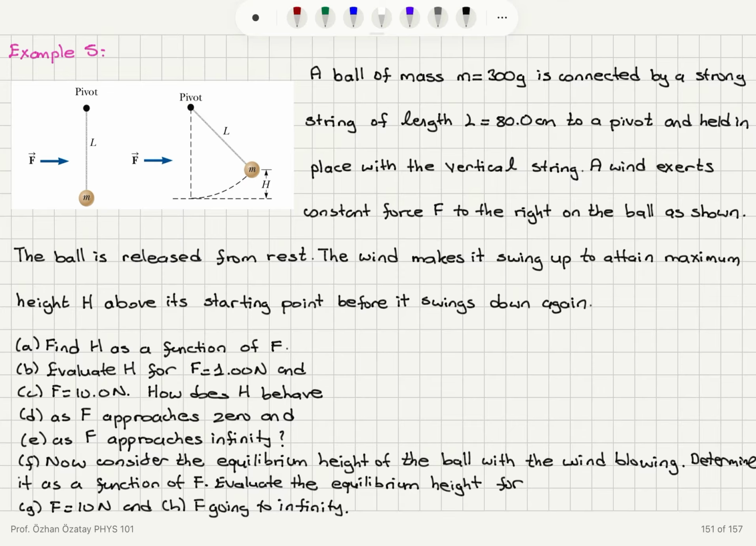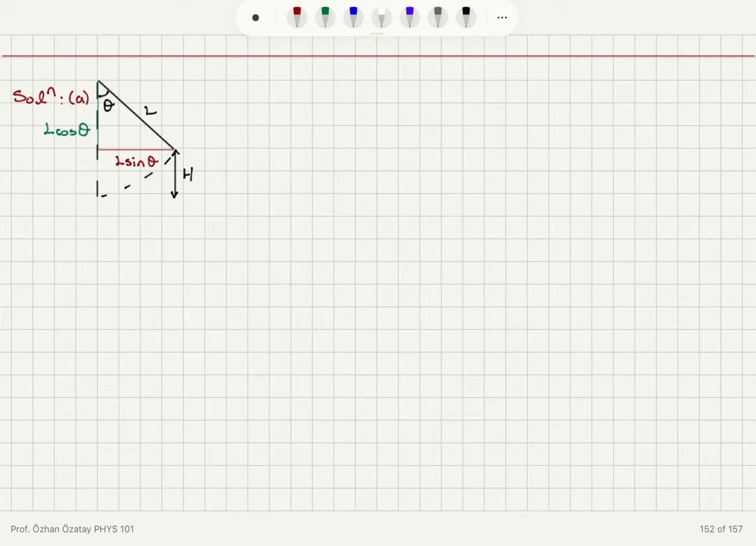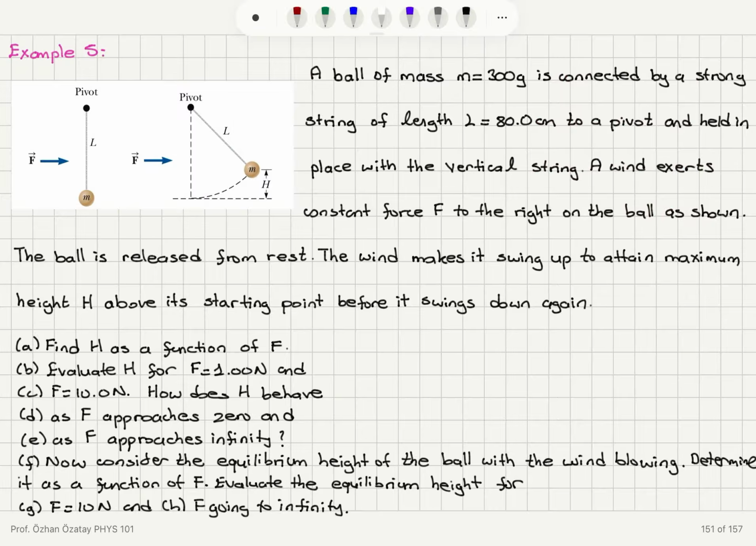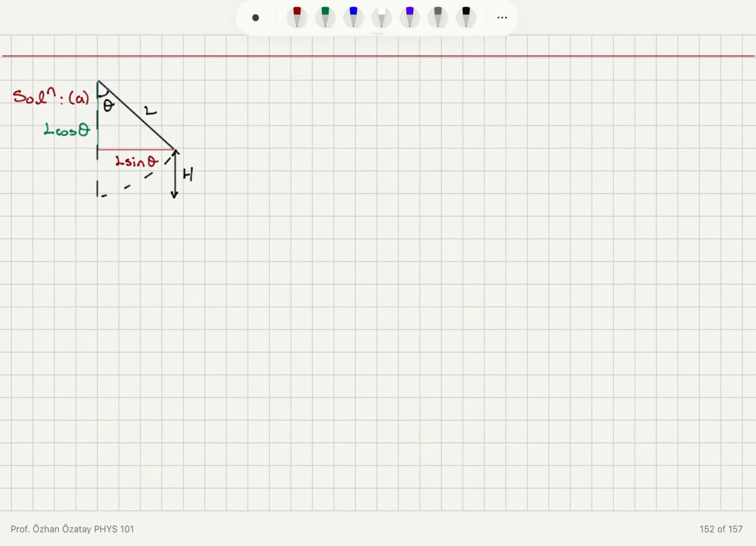Okay. Now, when this swings to a height h, we're going to make an angle theta with the vertical. So there will be L sine theta, the horizontal distance, and L cosine theta, the vertical distance, the projections of the length of the string on vertical and horizontal axes, so that h plus L cosine theta will be equal to the original length of the string.